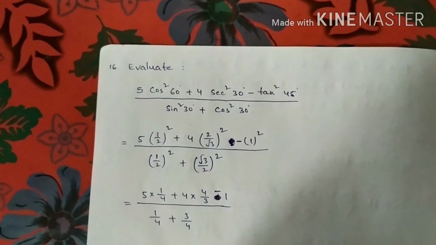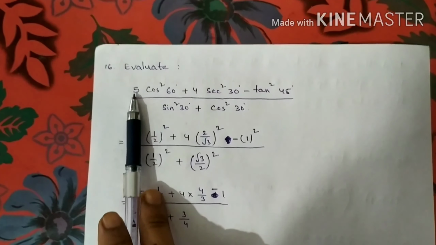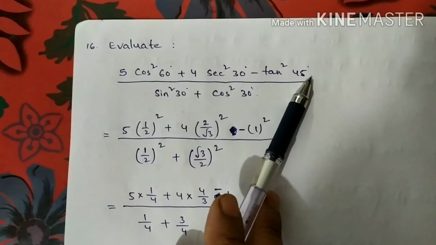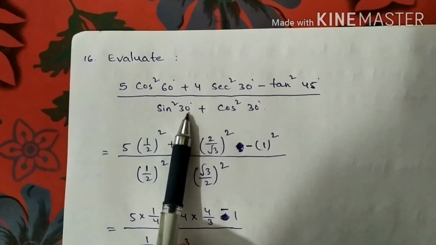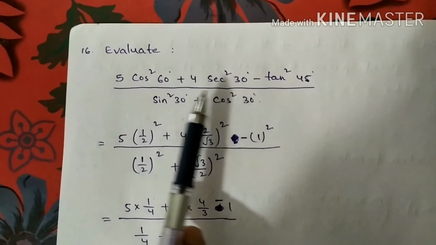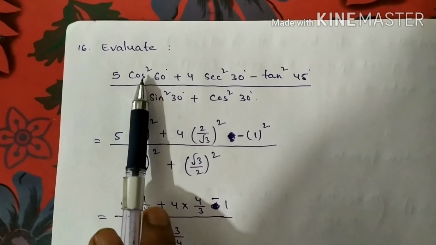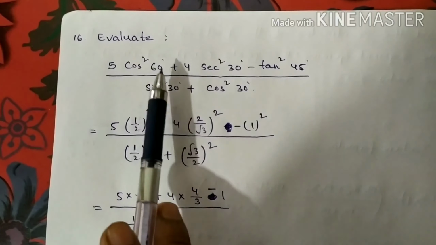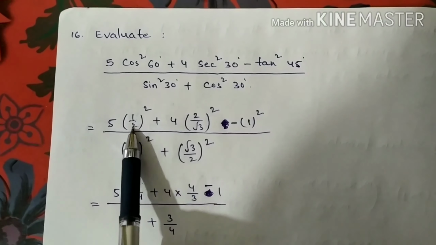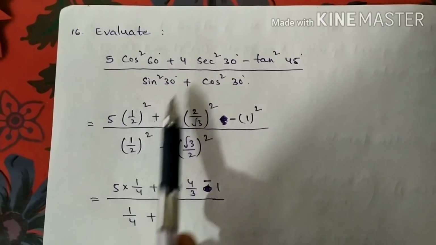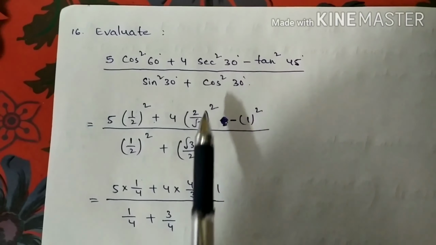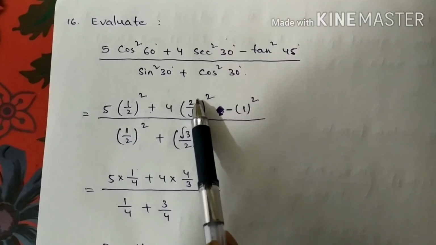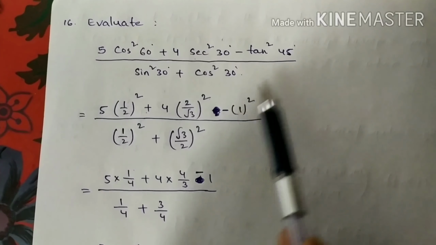In question number 16 it is given: evaluate (5 cos square 60 degree plus 4 sec square 30 degree minus tan square 45 degree) divided by (sin square 30 degree plus cos square 30 degree). So 5 cos 60, the value of cos 60 is 1 by 2. So cos square 60 is (1 by 2) whole square, plus 4 sec 30, the value of sec 30 is 2 by root 3. So sec square 30 degree will be (2 by root 3) whole square.